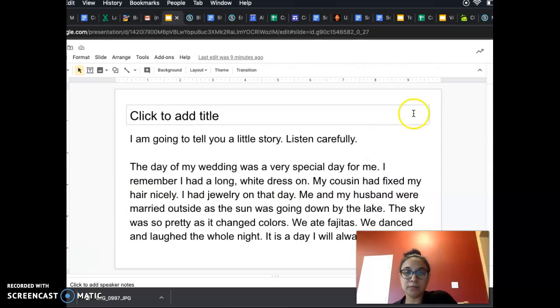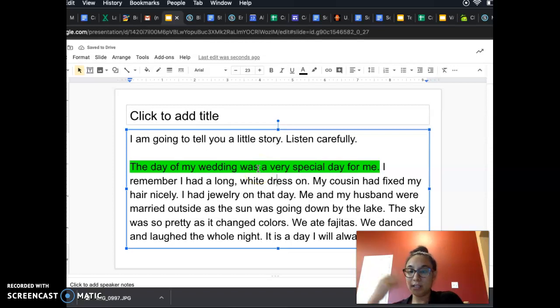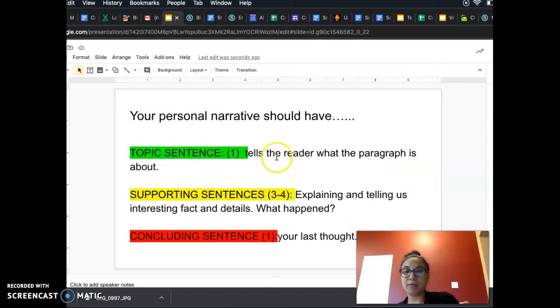Okay, now let's go back and check. Did mine have the green, the yellow, and the red? So, the day of my wedding was a special day to me. That is my green, so I'm going to highlight it green. I'm telling you what this paragraph is about. I'm going to tell you about my wedding and why it was special. What goes next? We have our topic sentence about my wedding. Now I need my supporting sentences.